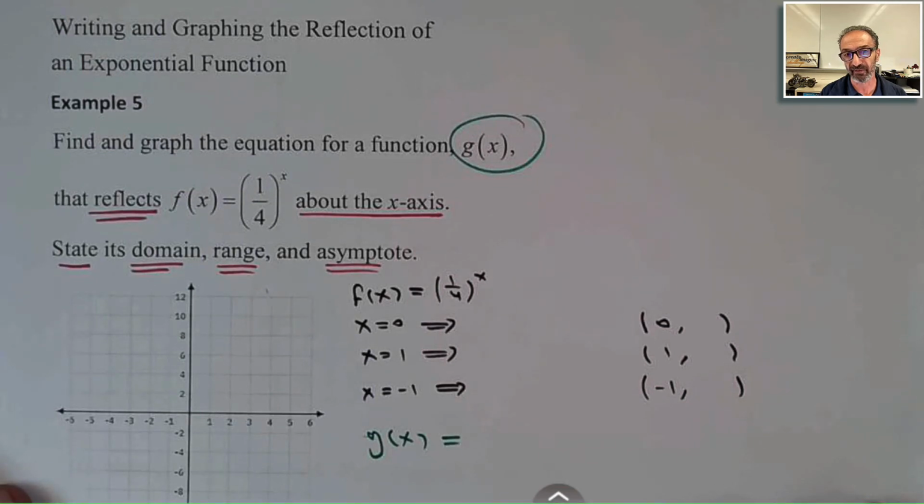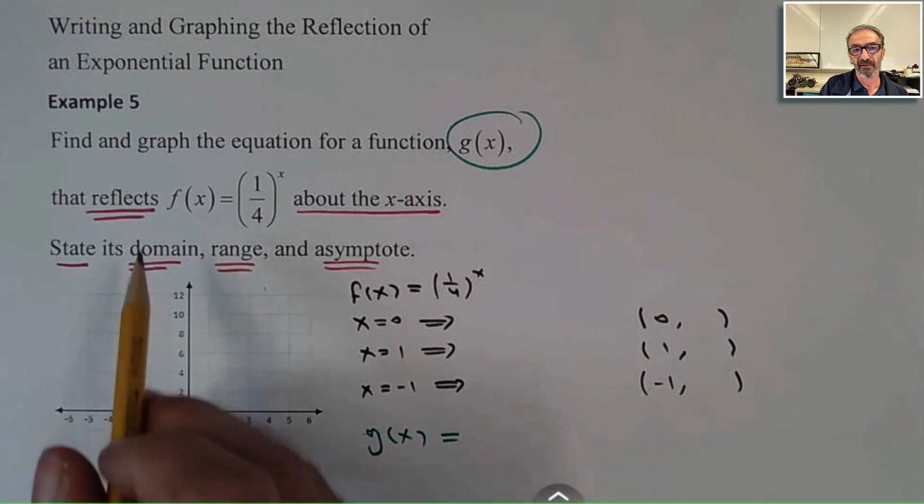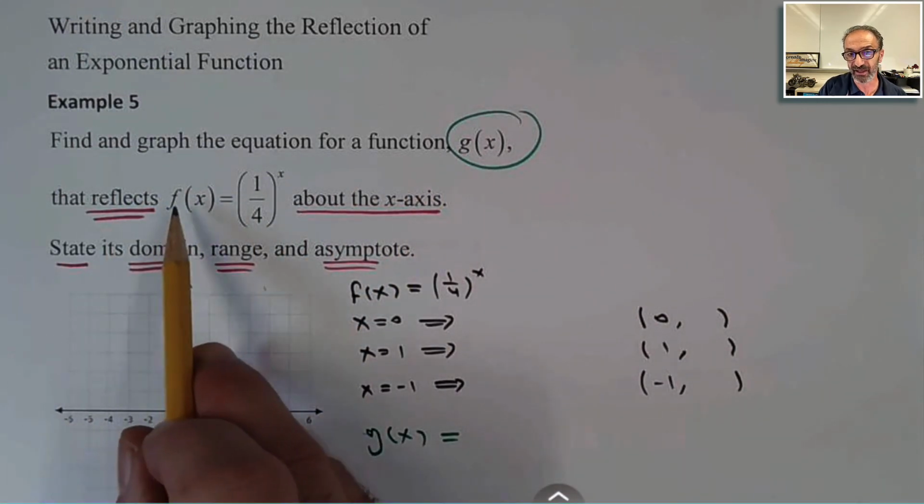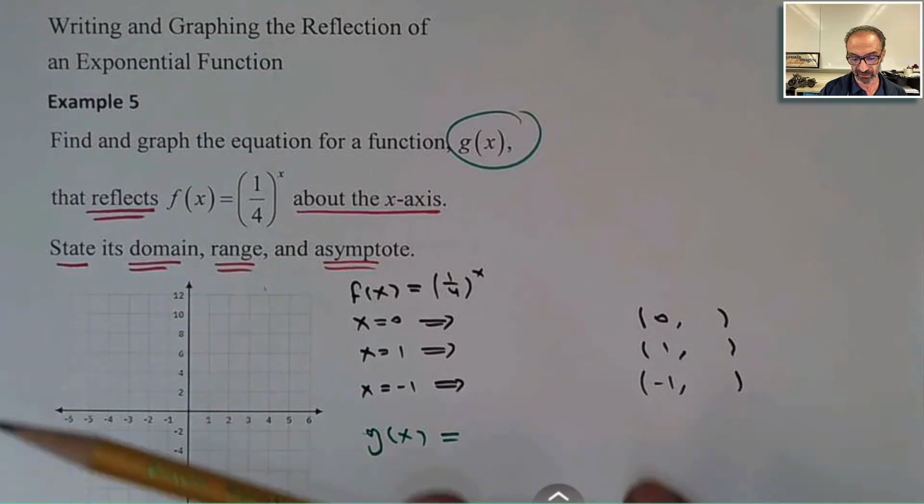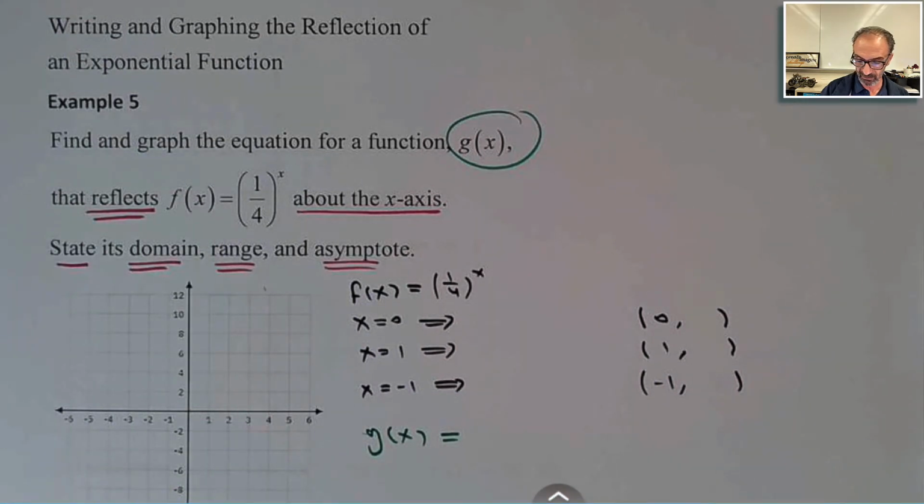Writing and graphing the reflection of an exponential function. We have a function given to me, which is f of x. We want to find a new one called g of x by reflecting f of x equals 1/4 to the power x about the x-axis. We've seen it before. When you go about the x-axis, you change the y values from positive to negative. So that should be minus f of x, formally speaking, which is minus 1/4 to the power x.